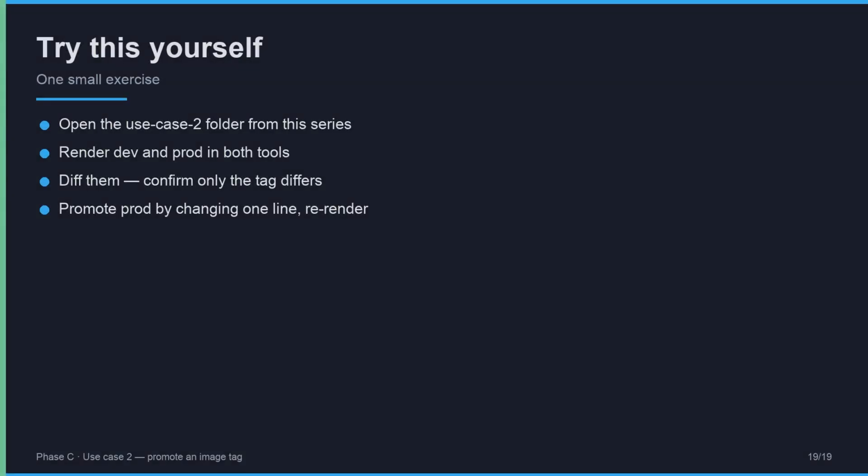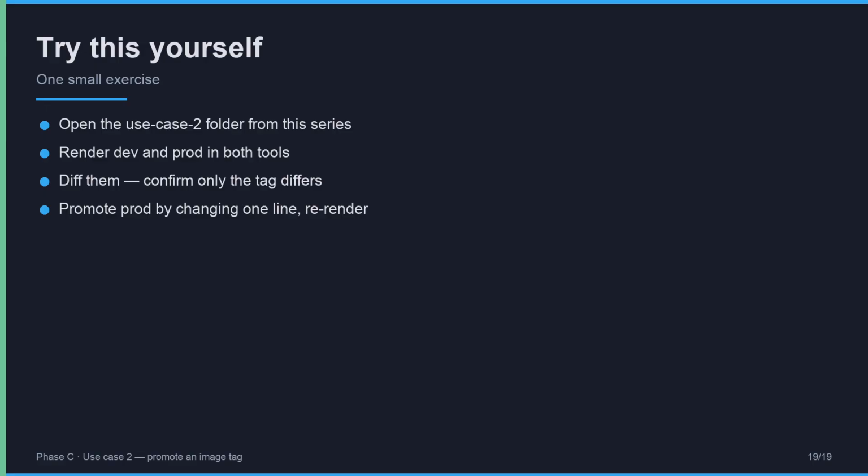A small exercise. Open the Use Case 2 folder. Render dev and prod in both Helm and Kustomize. Diff them, and confirm that the only difference is the image tag. Then promote prod by changing that one line, re-render, and watch prod jump to the new release.